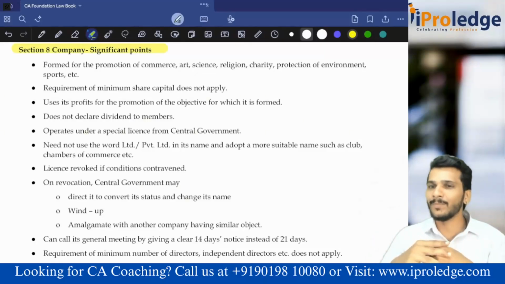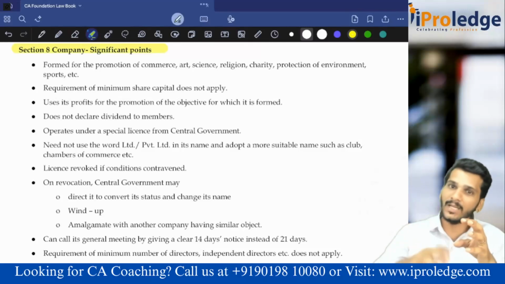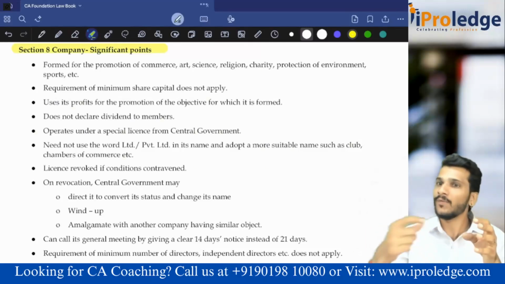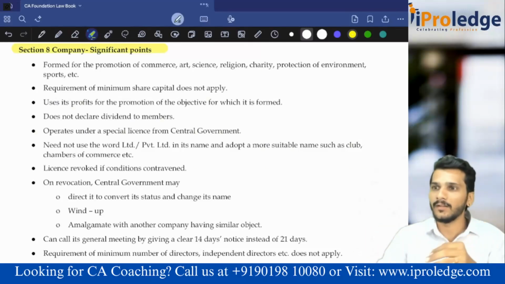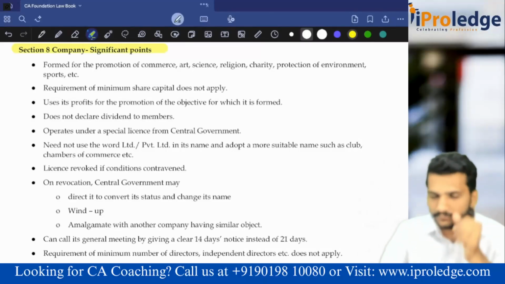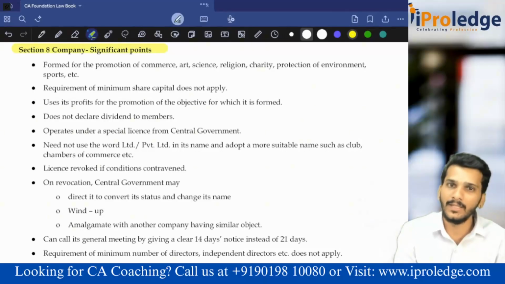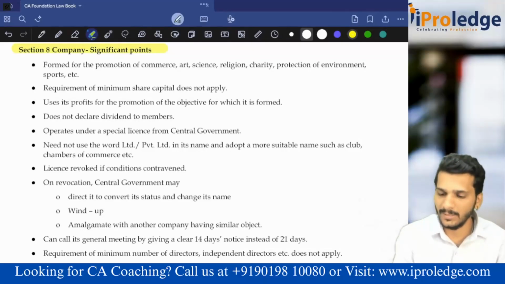If it is a Section 8 company, then Chamber of Commerce, Association, Welfare, these words will be there. See, I'm not telling the name. At the end of the name it will be there. Veeraj Private Limited, Veeraj Limited, that will be there. The name ending should be this one. Every type of company: public limited company, that is Limited. Private company, that is Private Limited. Section 8 company, Welfare, Association, Chamber of Commerce.